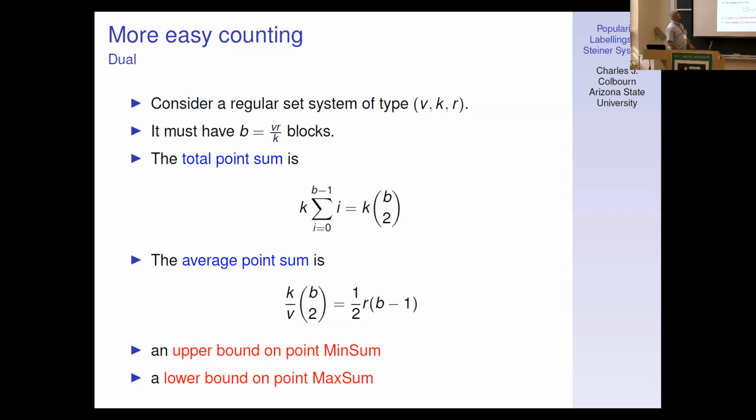The only thing you might jump in and notice is that now it's this expression, a half R times B minus 1. Not a surprise. Should be exactly what you expect. And now you've got an upper bound on the point min sum and a lower bound on the point max sum.